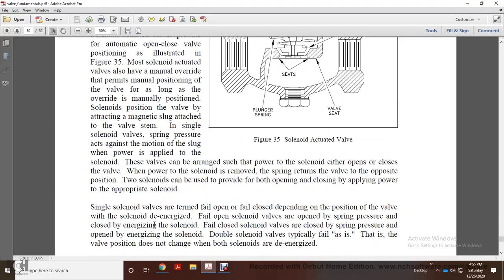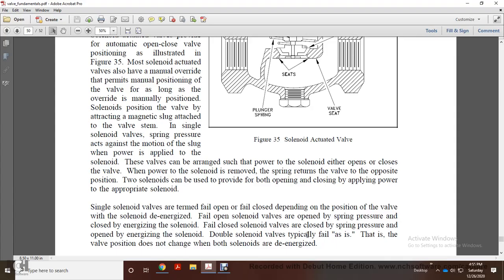Alright, single solenoid valves fail open or fail closed, depending on the position of the valve with the solenoid de-energized. Single solenoid valves are termed either fail open or fail closed depending on the position of the valve with the solenoid de-energized. Fail open solenoid valves are held open by spring pressure and closed by energizing the solenoid. Fail closed solenoid valves are closed by spring pressure and opened by energizing the solenoid.